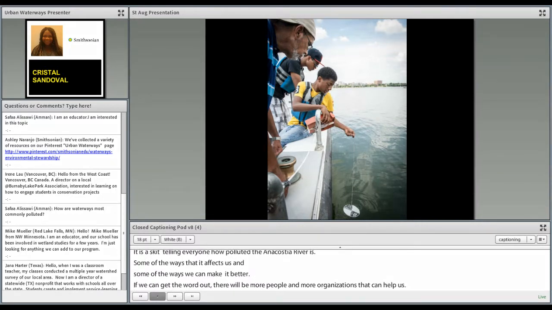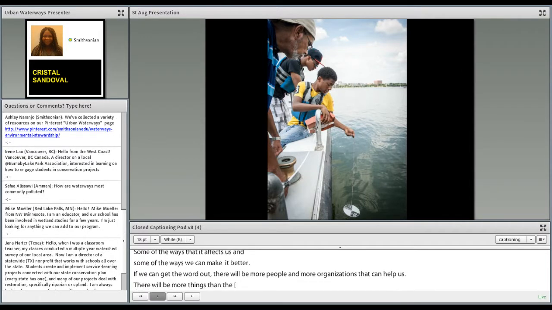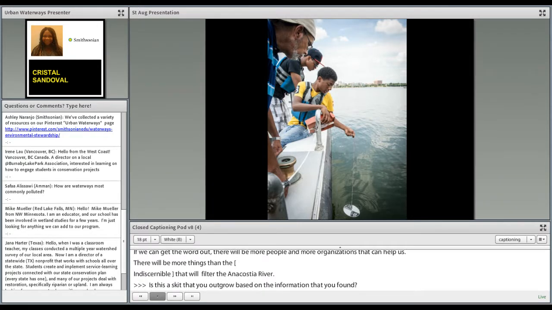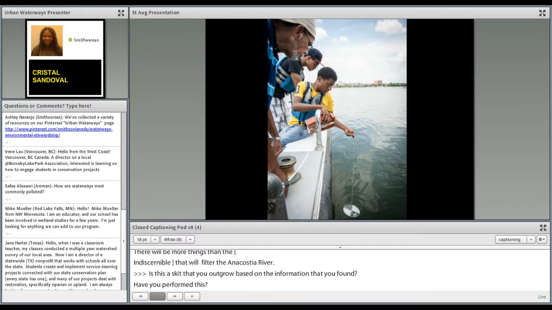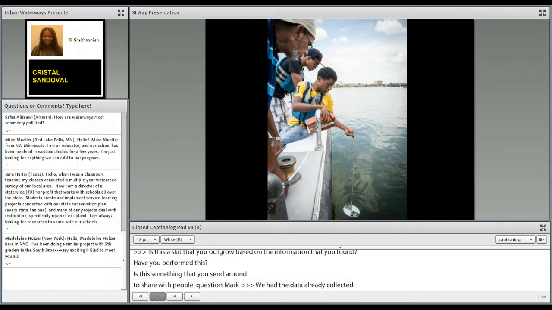So is this a skit that you all wrote based on the information that you found? And is it one that you performed as well, or is it something that you send around to share with people that has the information so they can use it themselves? Well, we had the data already collected, because at the end of this project, we had to present what we learned, and we had a specific topic to present on. The topic that my team did was phosphorus and nitrates. We broke up and we had different teams.